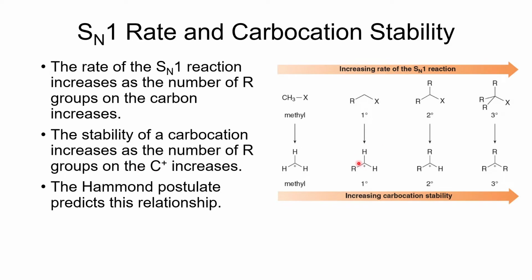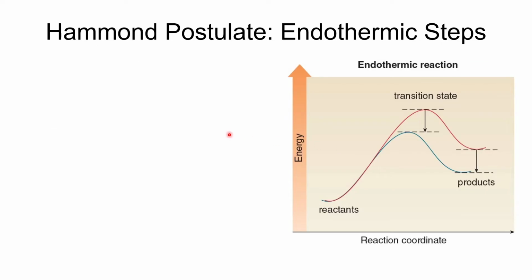Now, the product doesn't necessarily tell you how fast the reaction goes. It's the transition state, that activation energy, that will predict how fast the reaction goes. So there must be something, and the Hammond Postulate tells us this, about the stability of these carbocations and how that affects the transition state. So here is a generic reaction coordinate diagram. We've got a reactant. It's an endothermic step. And so here are our products over here.